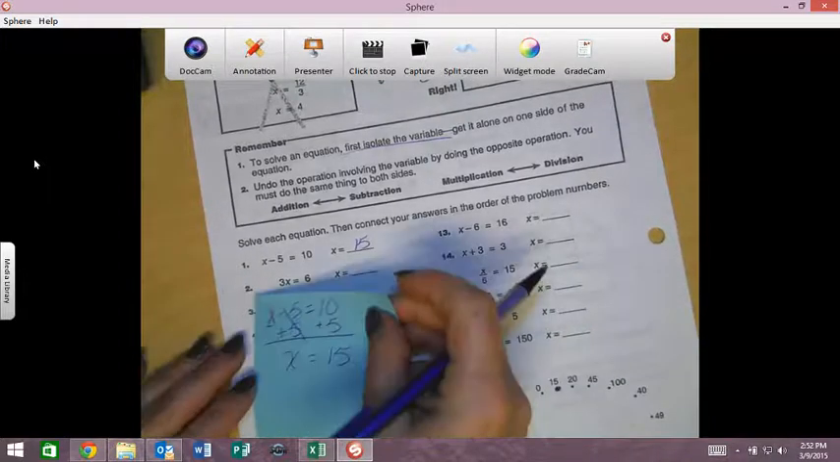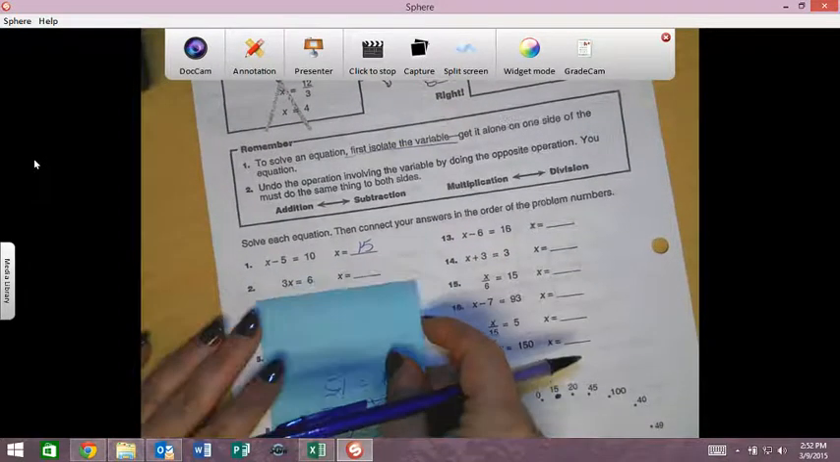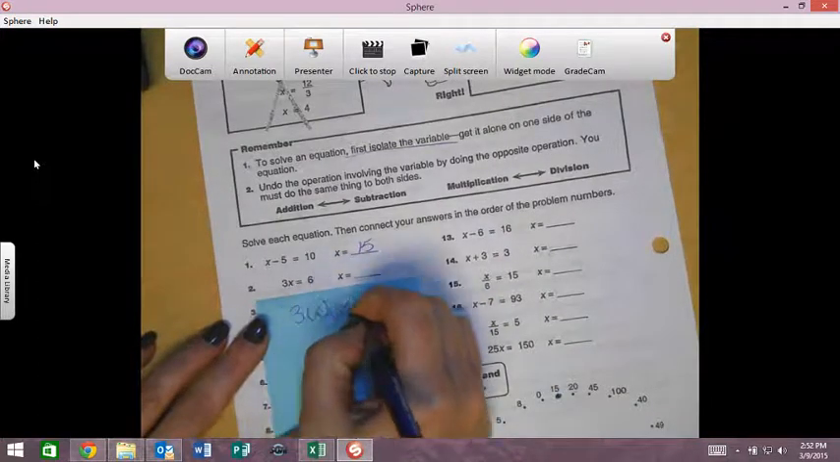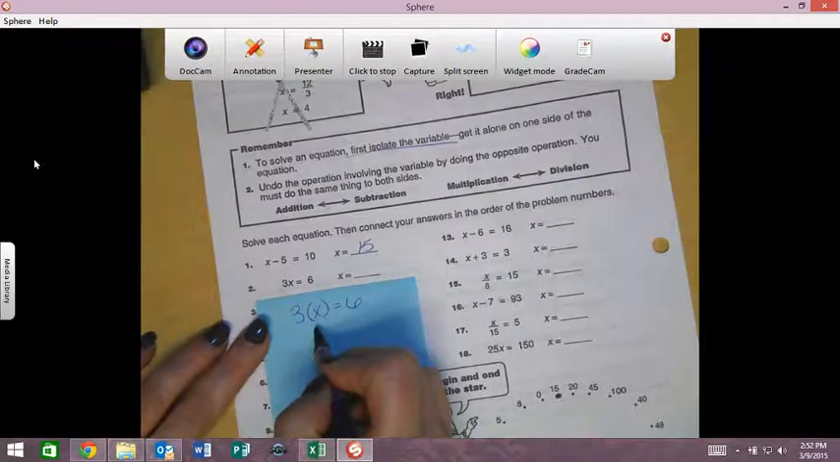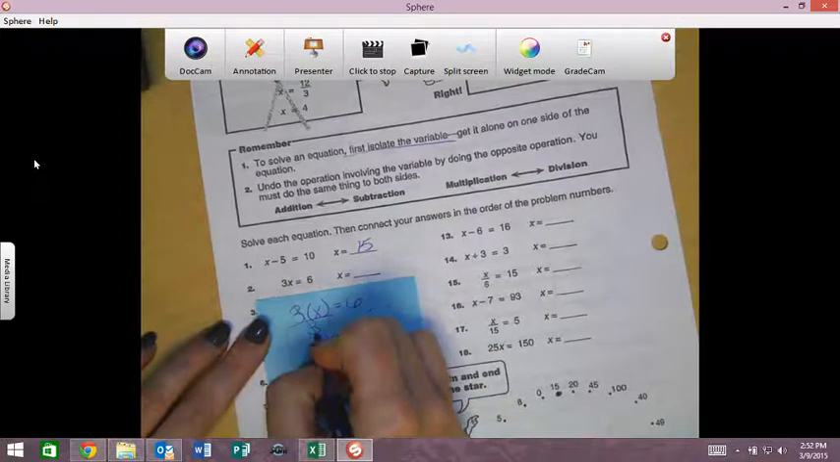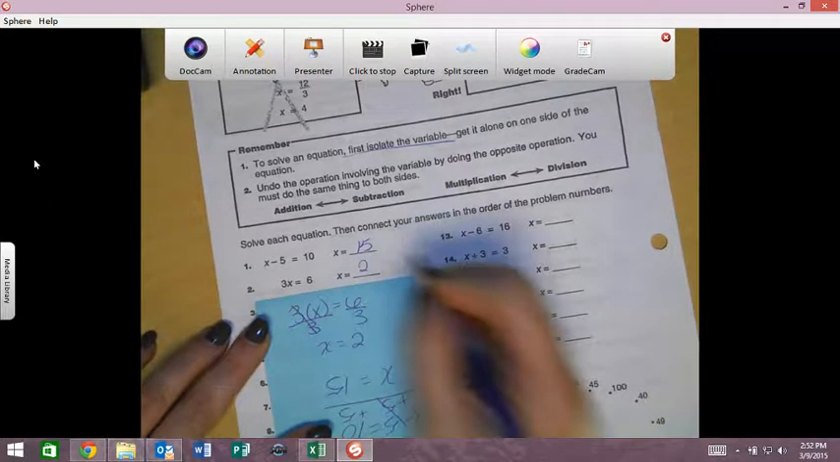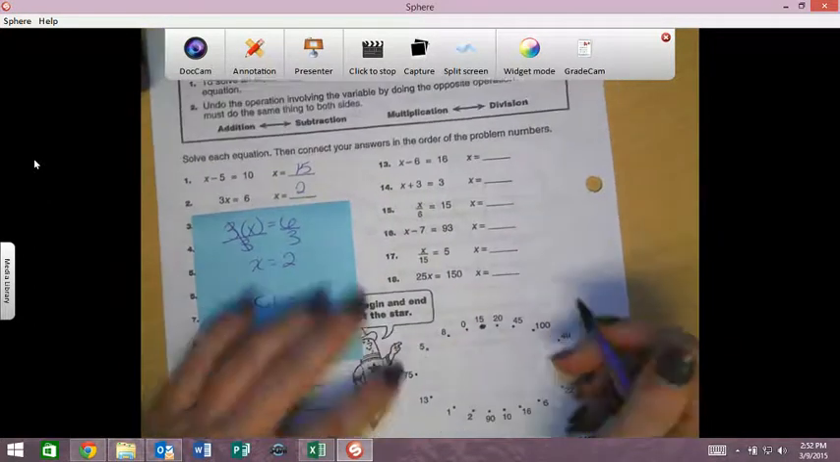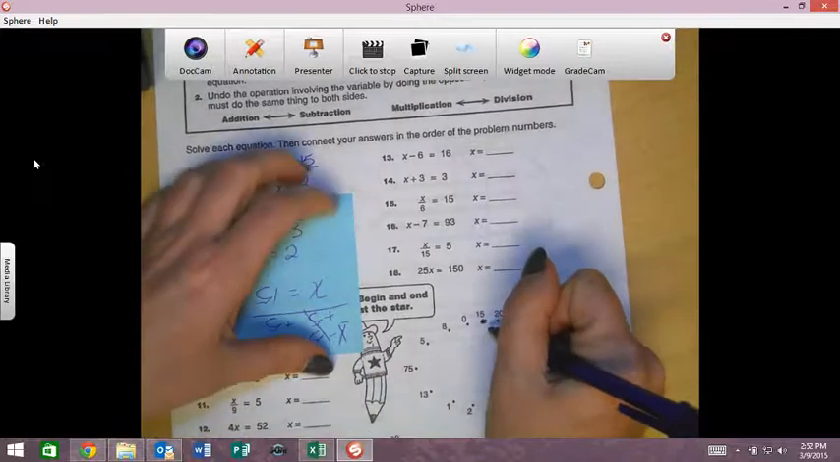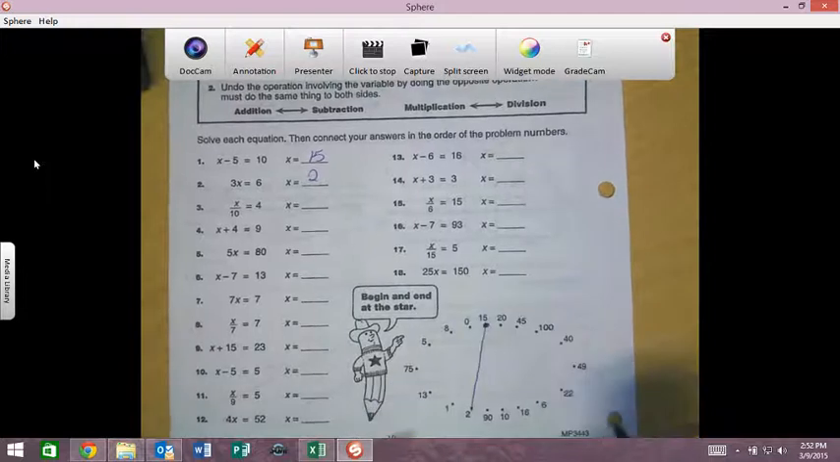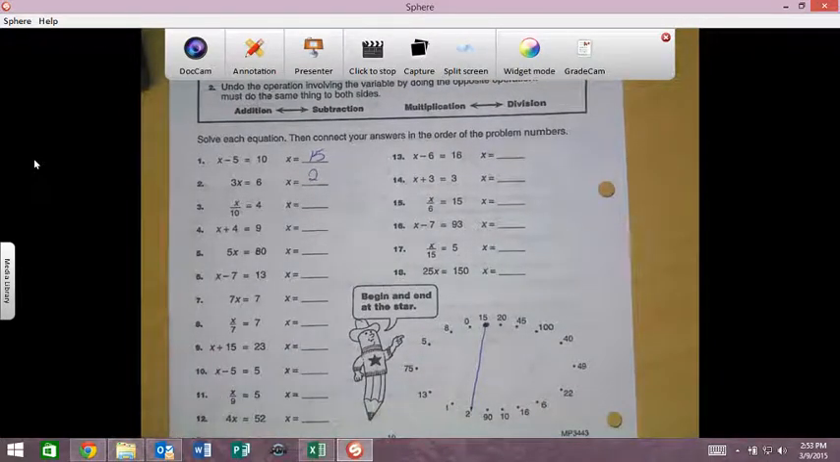Okay, so then number 2. Let me flip this over. It says 3 times x equals 6. Well, how do I get rid of multiplying by 3? I divide by 3, and 6 divided by 3 is going to equal 2. So we're going to go down here and we're going to find 2, and we're going to draw a line. Remember, guys, if your answer does not show up here, that means that you've made a mistake somewhere.